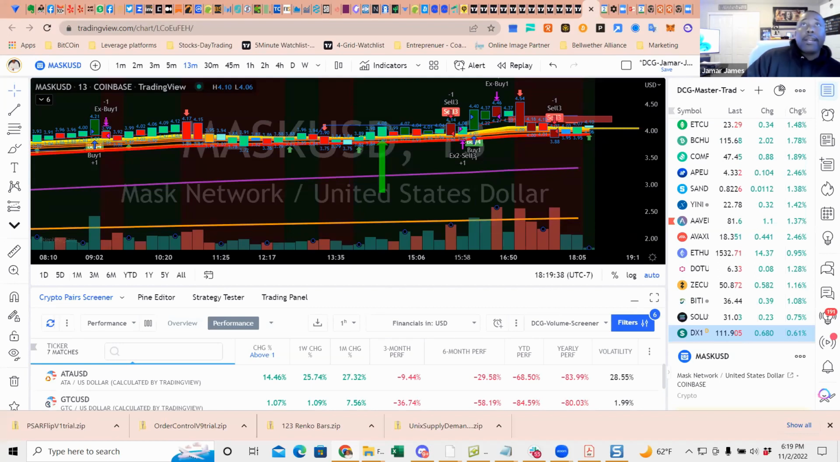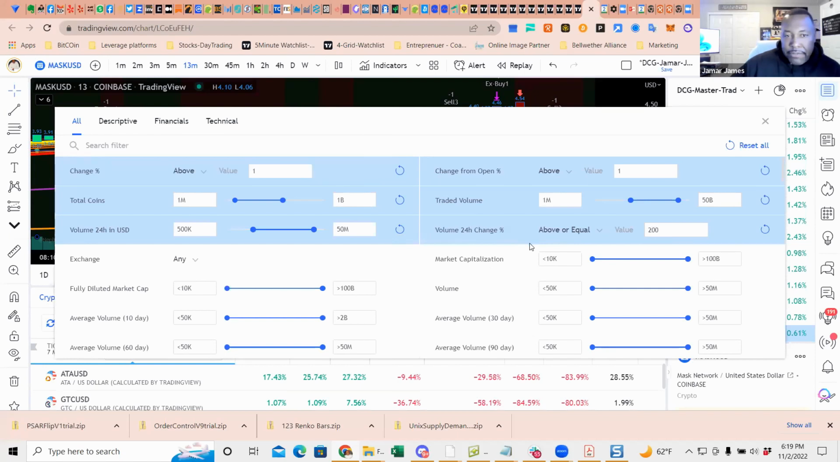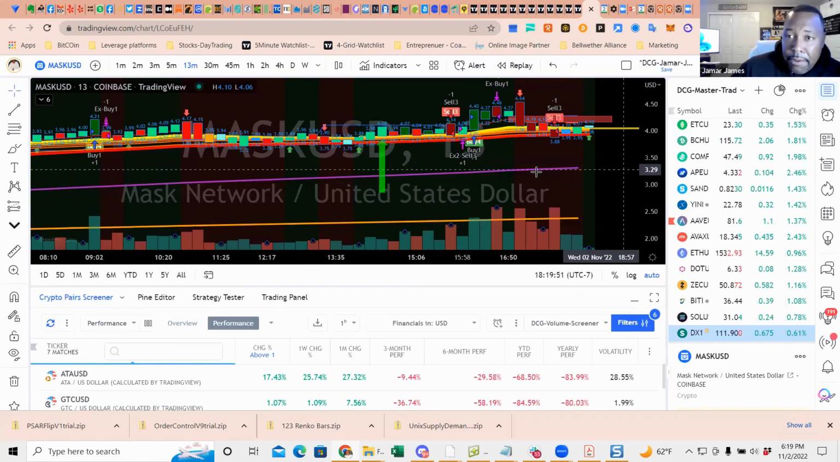I don't know if I can, I just showed it. You go to your filters, crypto pair screeners, you come to filters, and here's the settings. You can watch this video 3 or 4 times. Everybody in here can just print some trades.